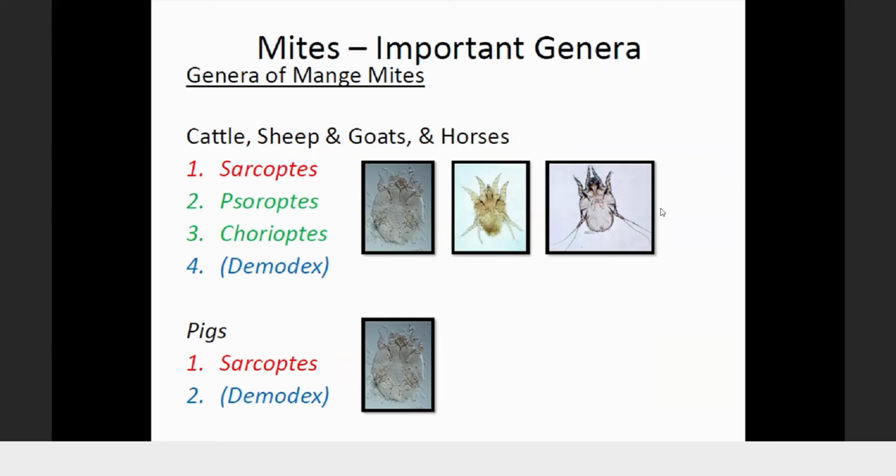Okay, for ruminants, we have Sarcoptes, Psoroptes, Chorioptes, and also Demodex. And in pigs, we have Sarcoptes and also Demodex.